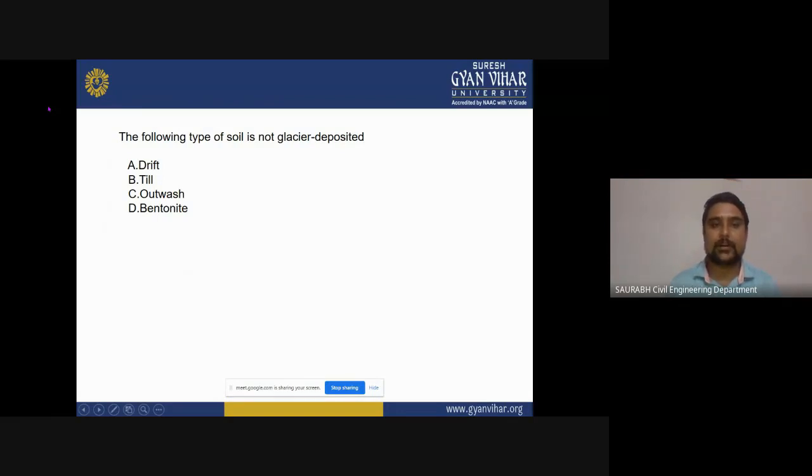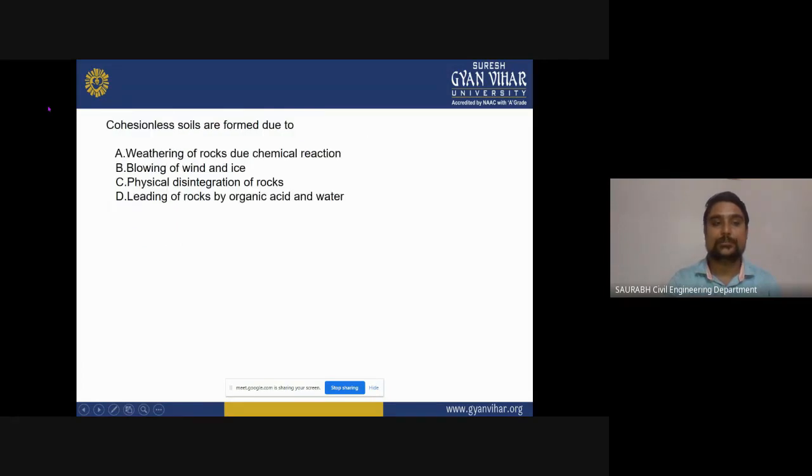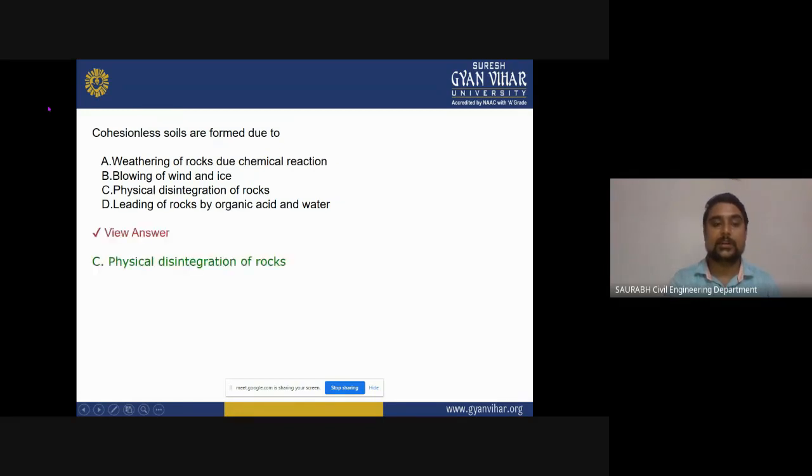The following type of soil is glacier deposited. Four options are given: drift, till, outwash, and bentonite. The right answer will be bentonite. Now come to the next question. Cohesionless soils are formed due to weathering of rock by chemical reaction, blowing of wind and ice, physical disintegration of rock, or breaking of rock by organic acid and water. The right answer will be physical disintegration of rock.